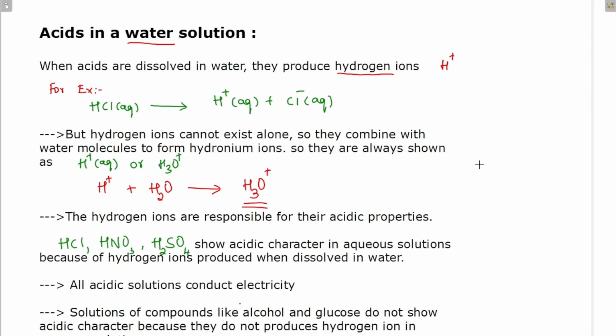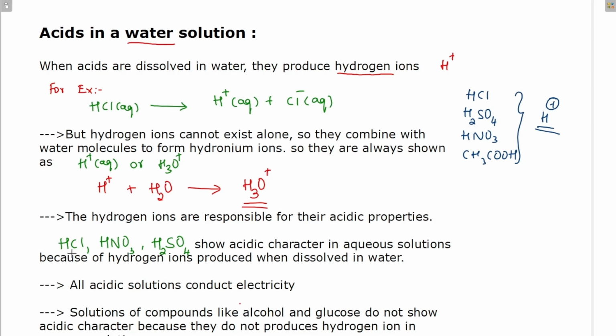We have come across many acids like hydrochloric acid, sulfuric acid, nitric acid, acetic acid. All these molecules contain hydrogen, and when they are dissolved in water, they produce H plus ions. And these H plus ions, when they combine with water, form hydronium ions. The acidic property is mainly due to the formation of these H plus ions when they are dissolved in water. The hydrogen ions are responsible for their acidic properties.